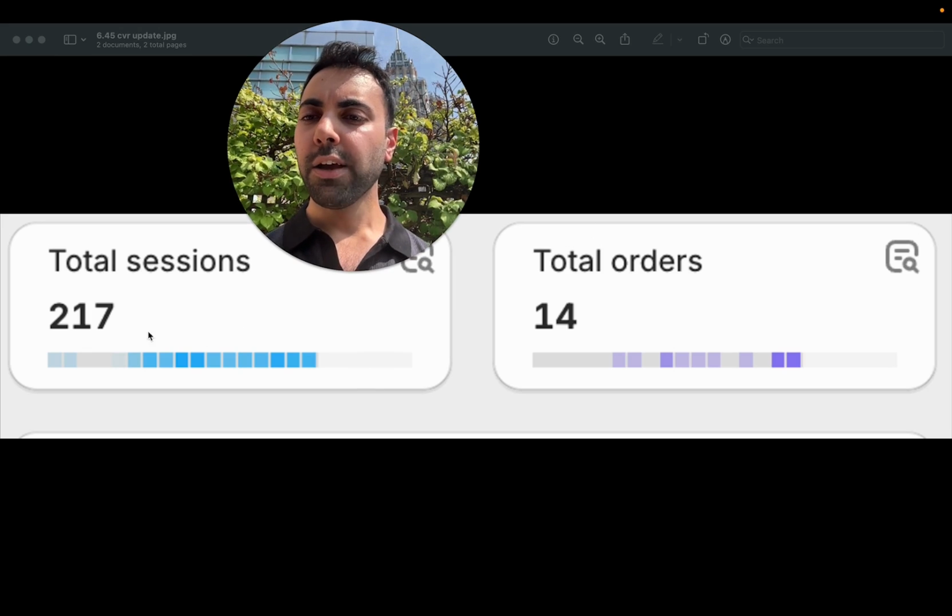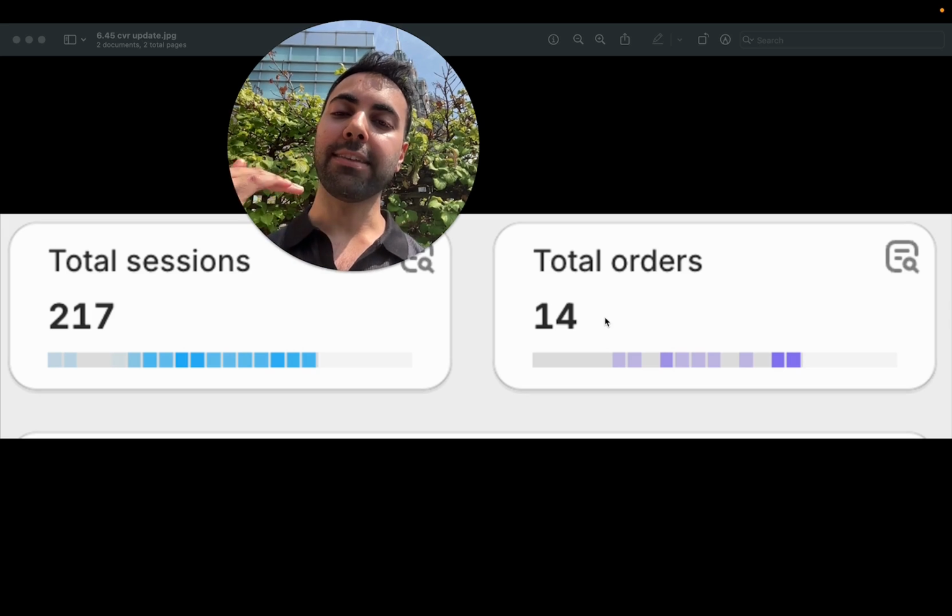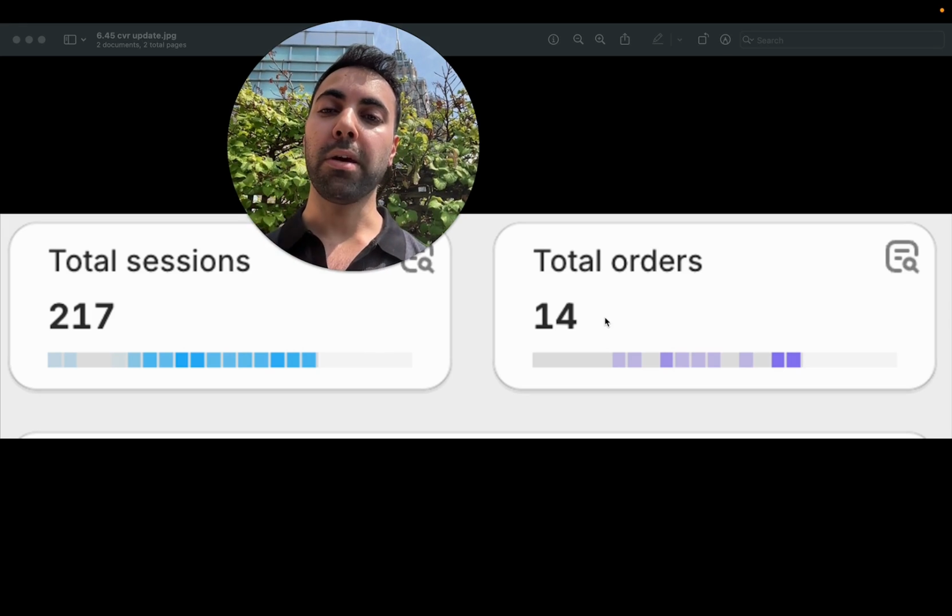So you see, for 217 sessions, they got 14 orders. To calculate conversion rate, you want to divide orders, conversions, divided by the sessions, visitors. So 14 divided by 217, that is 6.5% in conversion. So it may not sound like a lot, but in terms of conversions, that is big time. As they scale their ads up, that is more money, that is more sales.